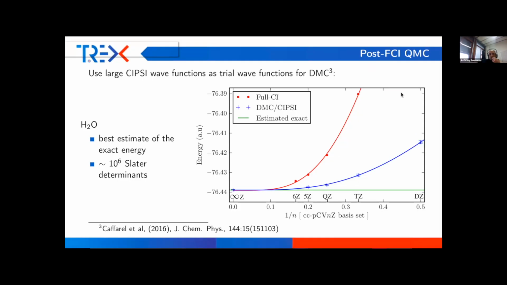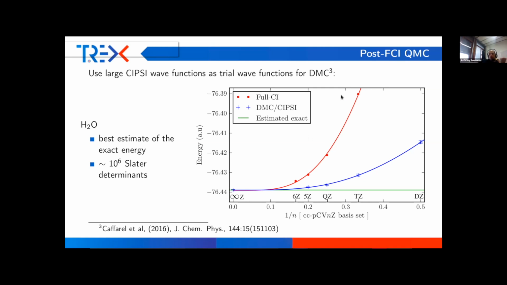Yes. So let's go back to this. Here, this is the energy of the water molecule with increasing basis set sizes. So double zeta, triple zeta, quadruple zeta. Here it's 1/n, where n is the cc-pVnZ. And if you go to the infinite basis set, here you cross at 0. So the red curve is the full CI energy, and you see that the full CI energy converges to the exact energy at the infinite basis set level.